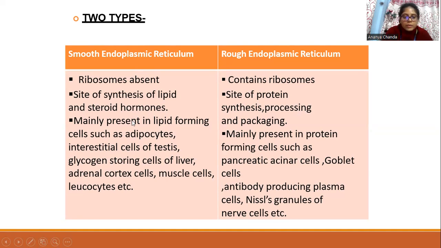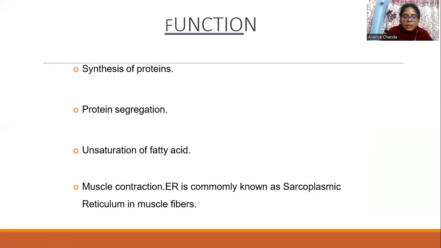The smooth endoplasmic reticulum is present in lipid forming cells such as adipocytes, interstitial cells of testes, glycogen storing cells of liver, adrenal cortex cells, muscle cells, and leukocytes. And the rough endoplasmic reticulum is present in pancreatic acinar cells, goblet cells, which are protein in nature, antibody producing plasma cells, Nissl's granules of the nerve cells, and many other cells which contain protein-like structure.